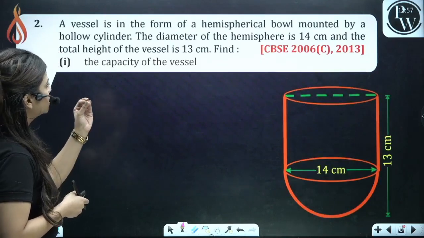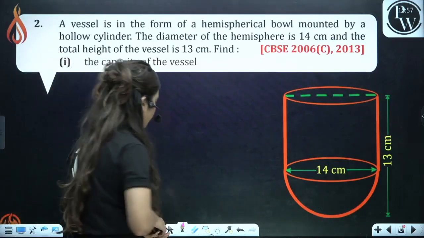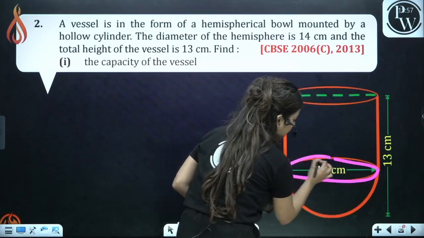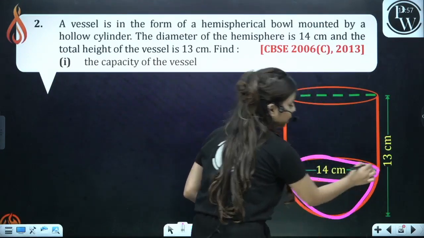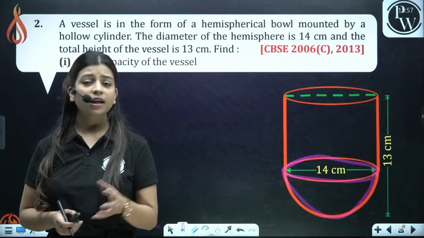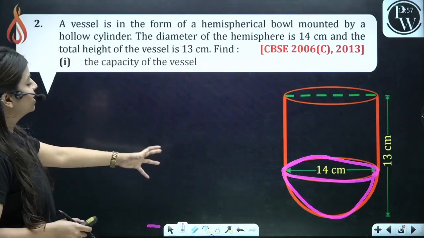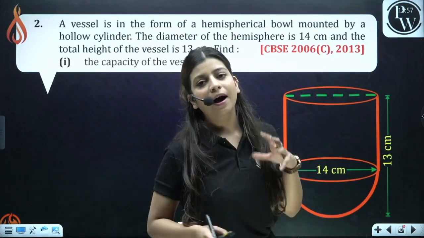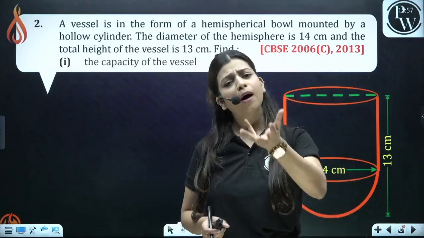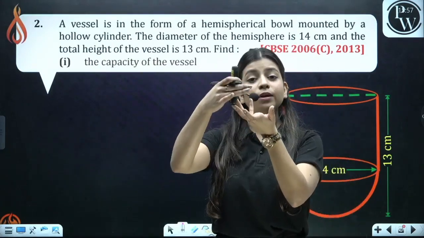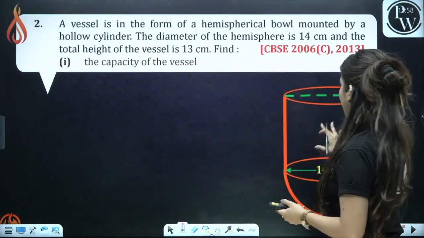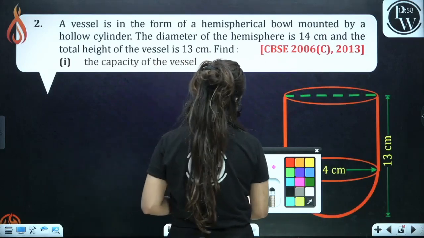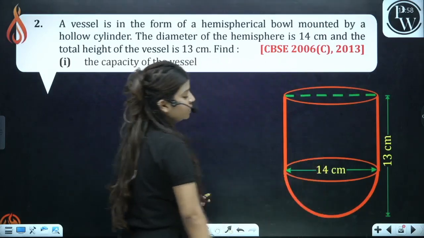A vessel is in the form of a hemispherical bowl. So you can see a hemispherical bowl over here. This is the hemispherical bowl which we are talking about. There is a vessel in the form of a hemispherical bowl which is mounted by a cylinder. That means there is a bowl lower down and it is mounted by a cylinder on the upper side. What we have to find out is the capacity, the volume of this particular figure.